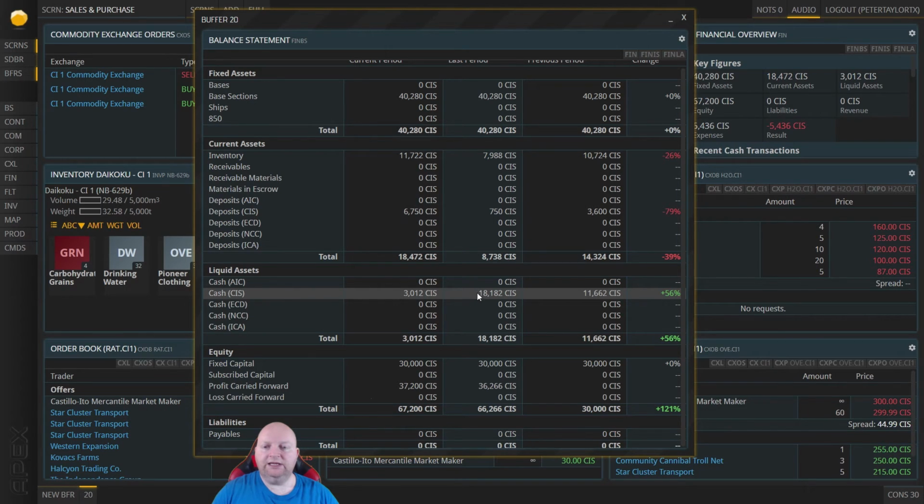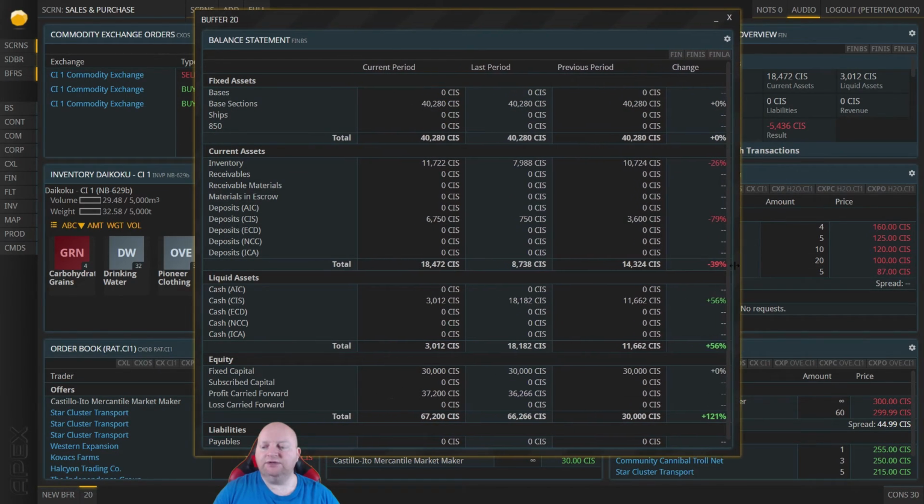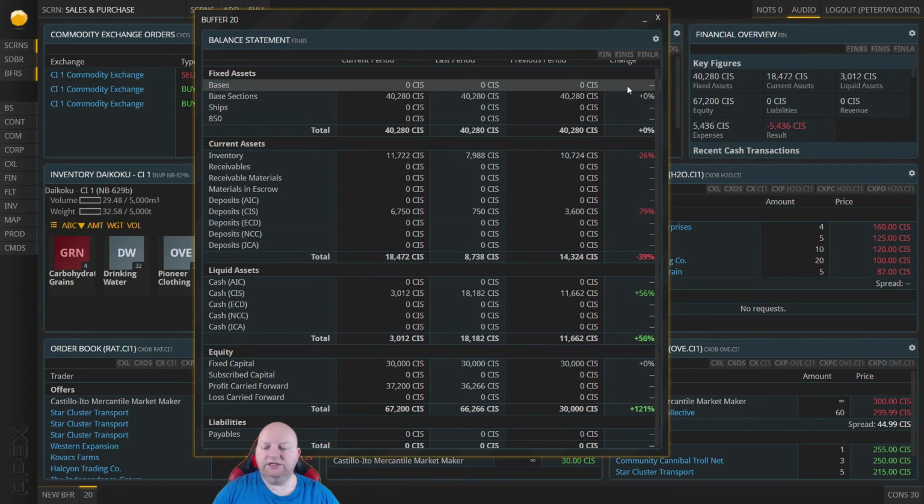We had 18 grand in cash. Now we've got 3 grand in cash, although some of that's in escrow at the moment. We can see our inventory costs have gone up because we've got more stock, which is good for us. And our base assets haven't changed that much, really, have they? We should see the bit at the bottom tells you the overall.